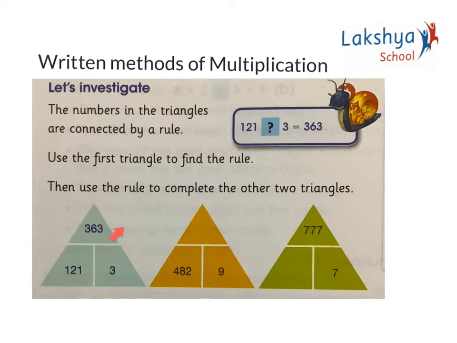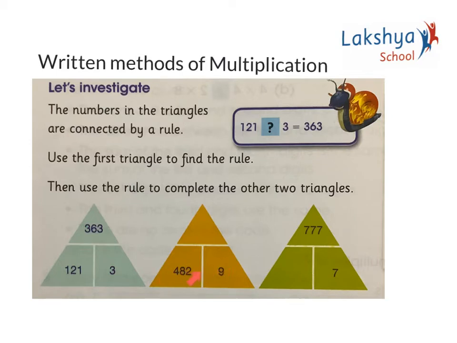Let's check the first triangle over here. When you look at the triangle, these two are the small numbers compared to 363. So when you multiply these two, we get 363. That is 121 multiplied by 3. 3 ones are 3, 3 twos are 6 and 3 ones are 3. That is 363. Let's follow the same rule and complete these.